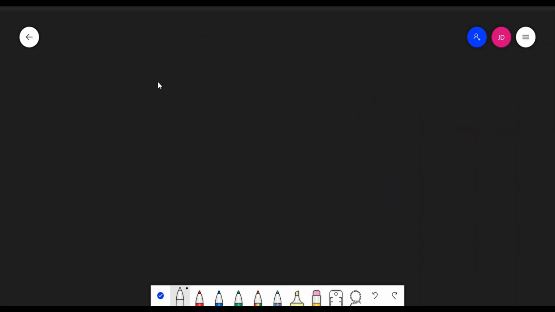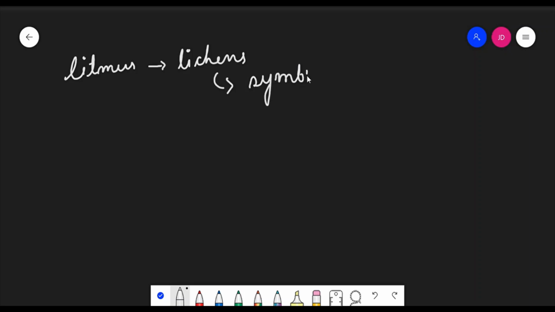So from where do we get litmus? We can get litmus from lichens. What was lichens? A symbiotic relationship between some species of algae and fungi. I hope you remember it. In class 9 we got it. Symbiotic meaning what? What was it?